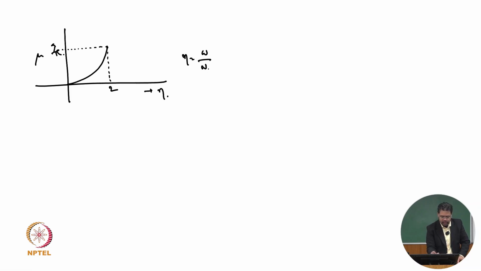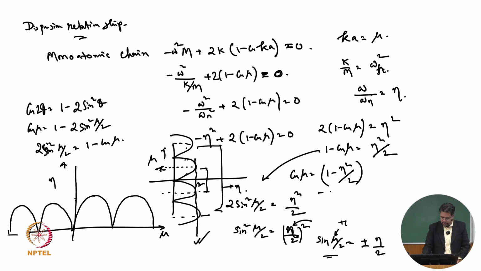Eta is omega by omega n. So whatever is the natural frequency, that is root over k by m. So once we are crossing that 2 times root k by m, then we start something different. So what will happen in that case? Now let's see how the solution should come. We will have this solution or this solution.